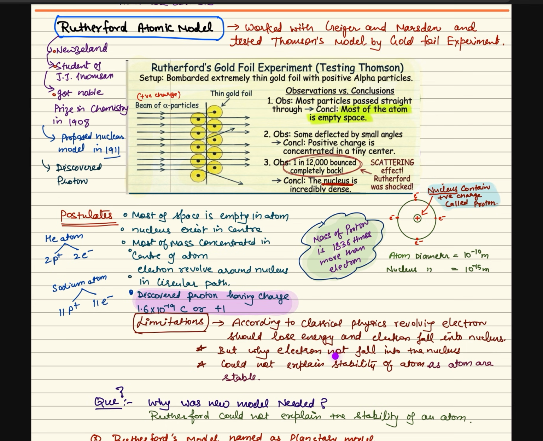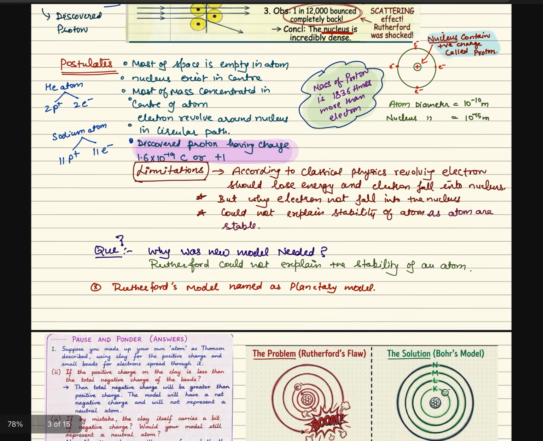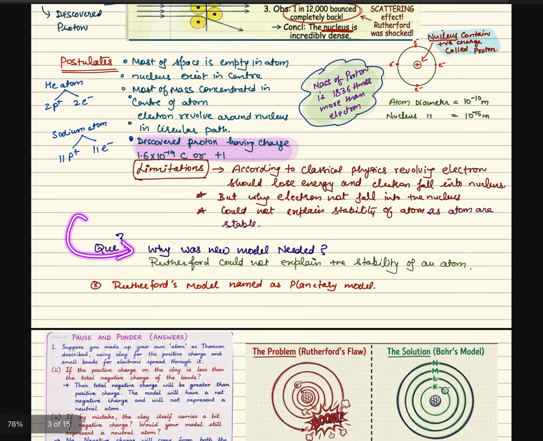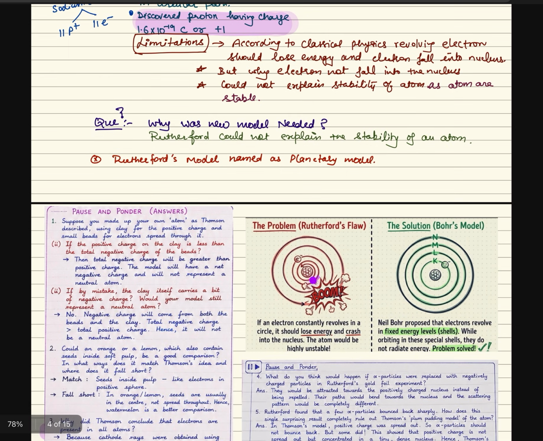But why does the electron not fall into the nucleus? If the electron is losing its energy, then why is it not going inside the nucleus? He was not able to explain these facts. So that's why we need a new model, because Rutherford was not able to explain the stability of the atom. Rutherford's atom is also called the planetary model. You can see here.